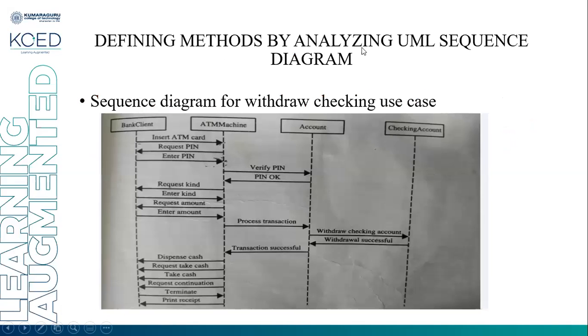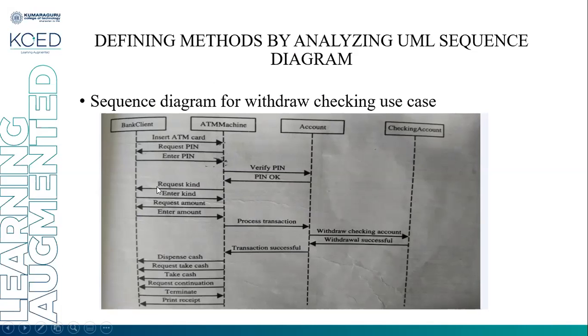So, defining methods by analyzing the UML sequence diagram. The sequence diagram for the checking use case is given here. The objects are the bank client, ATM machine, account, and checking account, shown with dashed lines, and within the timeline they perform operations. For example, the bank client inserts an ATM card, the ATM machine requests a PIN from the bank client, and the bank client enters the PIN. Then the ATM machine verifies the PIN with the account. The PIN is okay, and the information is returned to the ATM machine.